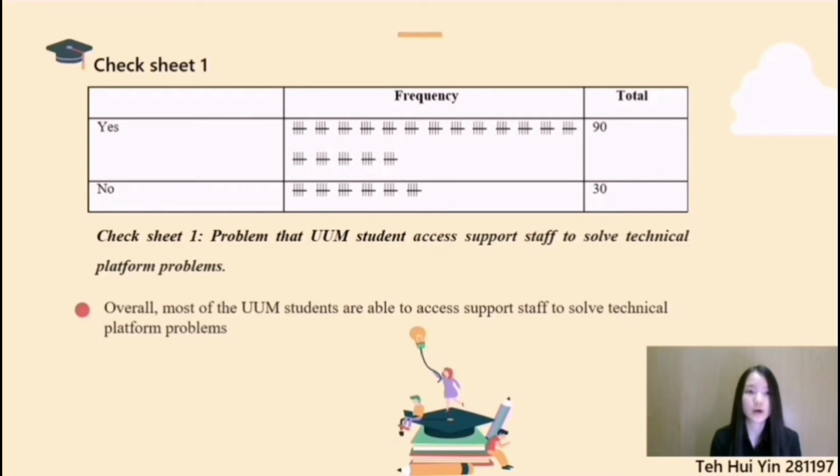So let us continue with quality issue 1. We use the check sheet to identify the problem of UUM students accessing support staff to solve technical platform problems. From the data, we can know 90 respondents chose yes and 30 respondents chose no. So overall, most of the UUM students are able to access support staff to solve technical platform problems.